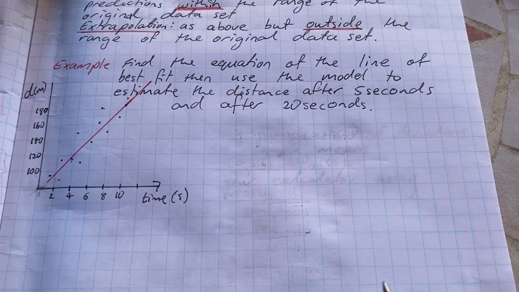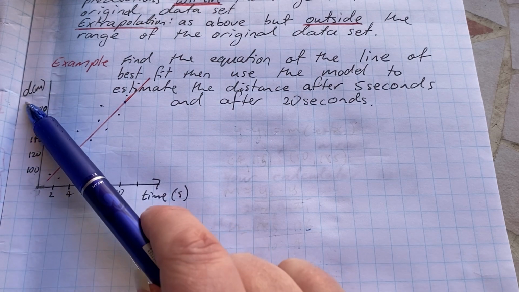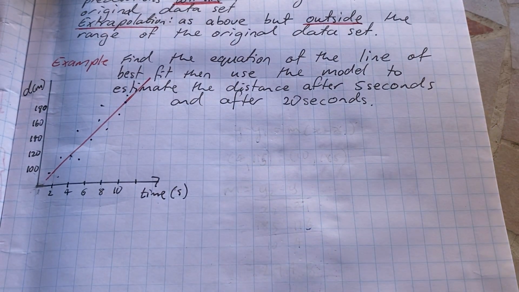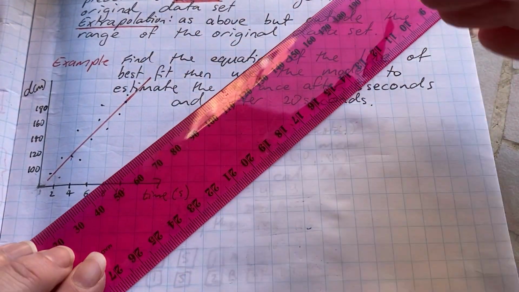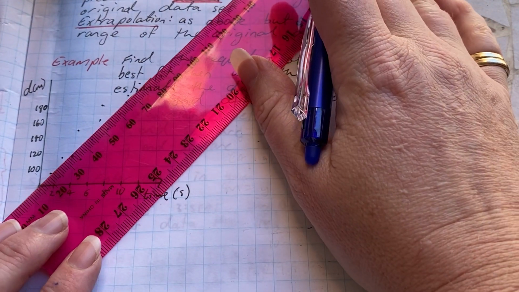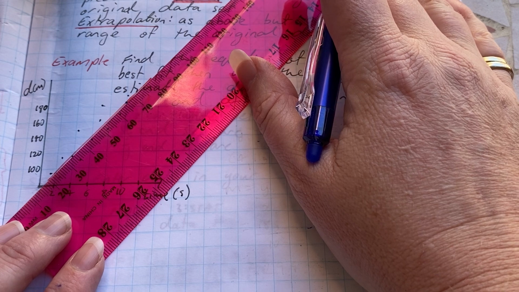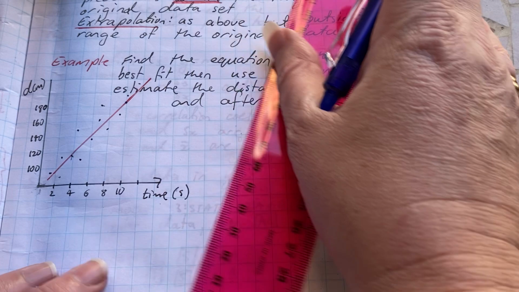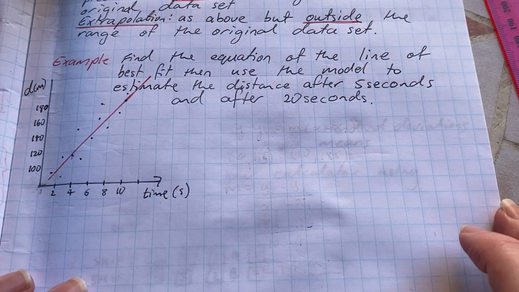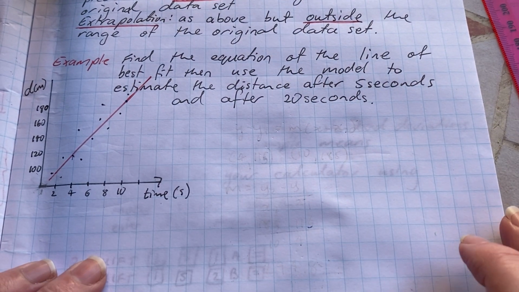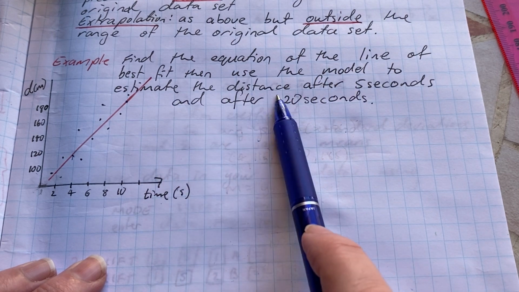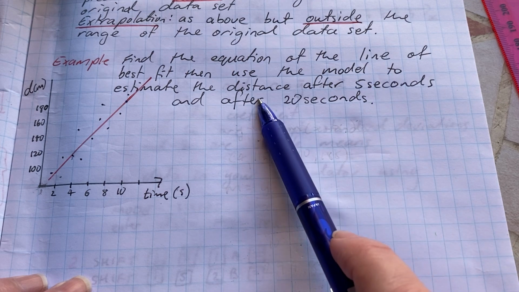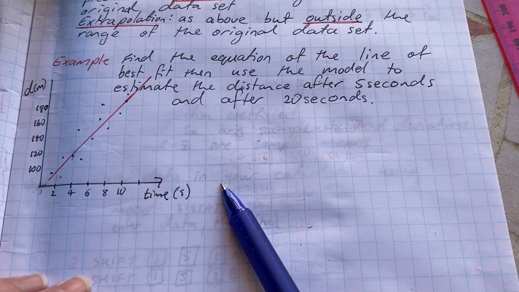So here's an example where we are looking at time. We've got time and distance in meters. Now, I have drawn the line simply by getting up my ruler. I've got about 12 points, so I've put about 6 points on each side of the line and just moved it around a bit so it looked like it was a really good fit. So that's just estimating a line of best fit by eye. We're going to use the model to estimate the distance after 5 seconds, which would be interpolation, and after 20 seconds, which would be extrapolation.